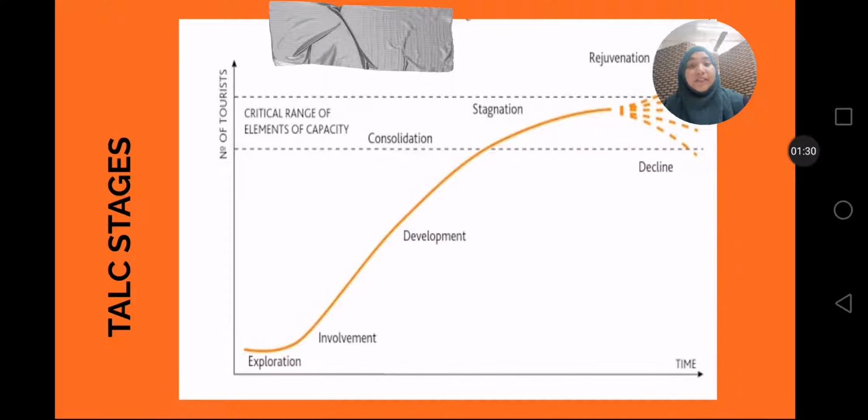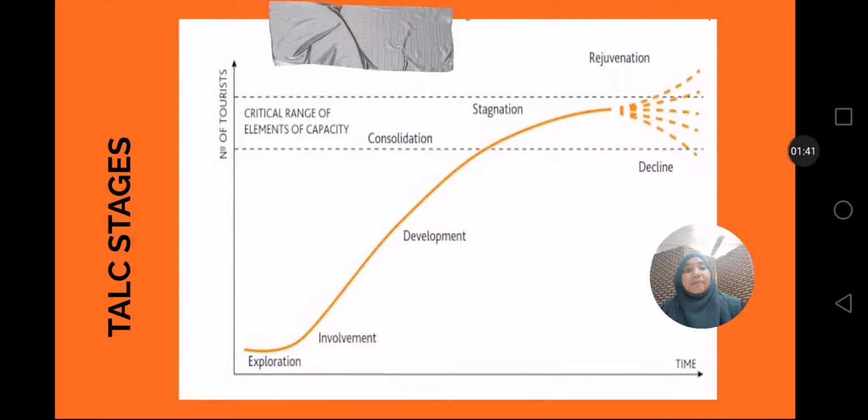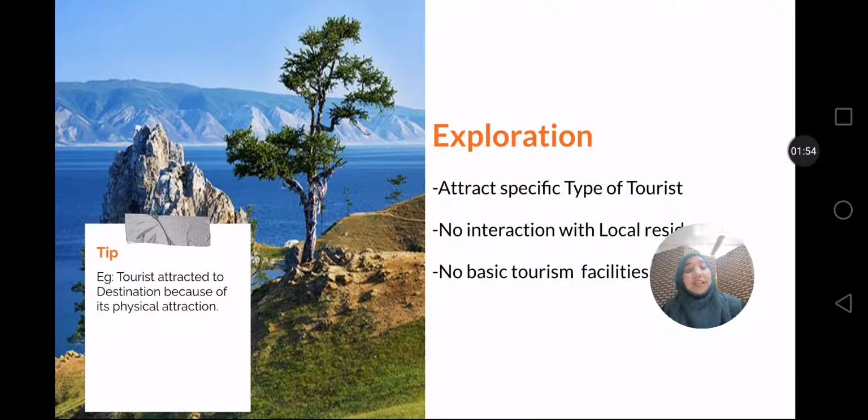And then this is the TLC stages, which starts from exploration all the way to rejuvenation and declination. As the stages go on, the number of tourists also increases, except for stagnation stage and declination stage. And so the first one is exploration.